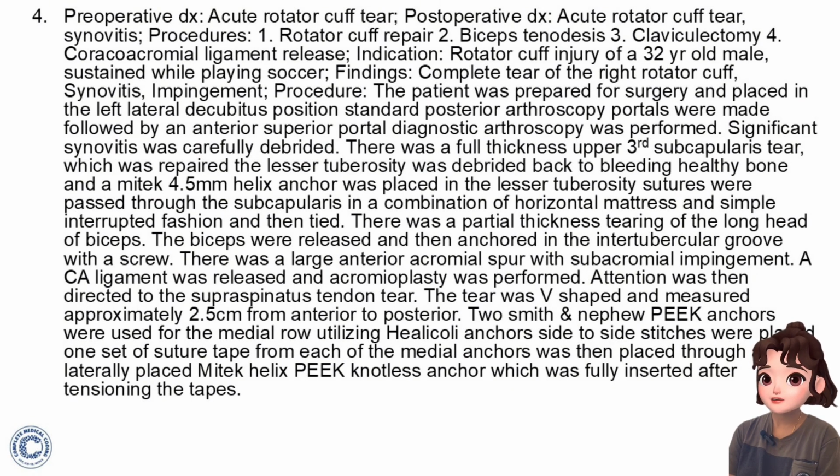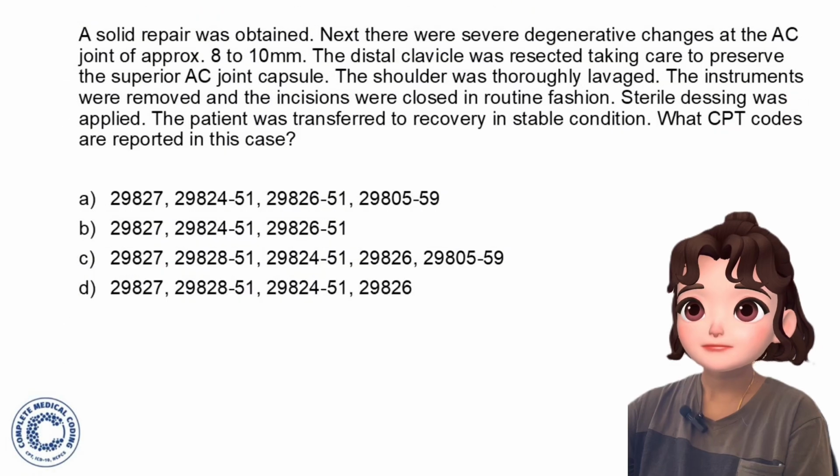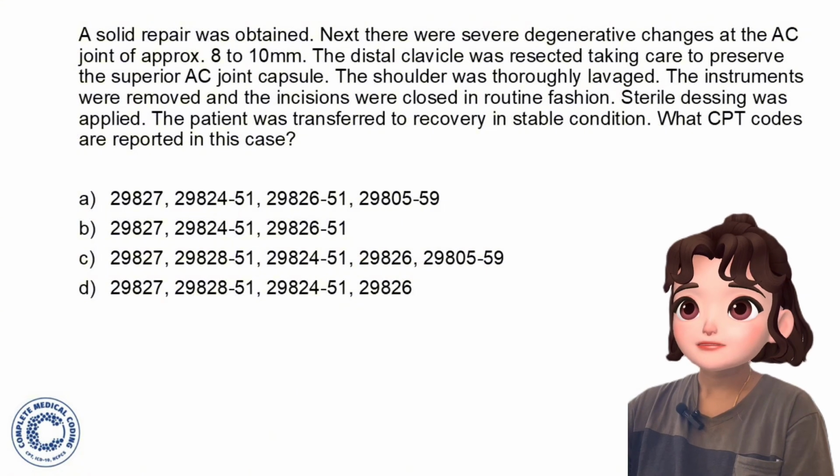Attention was then directed to the supraspinatus tendon tear. The tear was V-shaped and measured approximately 2.5 cm from anterior to posterior. Two Smith and Nephew Healicoil peak anchors were used for the medial row. Side-to-side stitches were placed. One set of suture tape from each of the medial anchors was then placed through a laterally placed Mitek helix peak knotless anchor, which was fully inserted after tensioning the tapes. A solid repair was obtained.